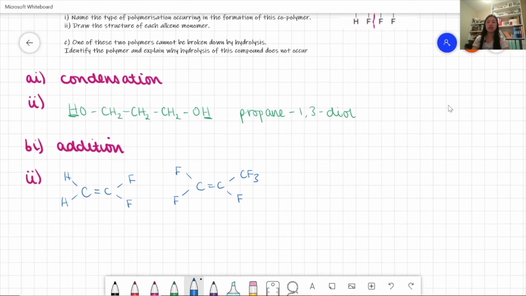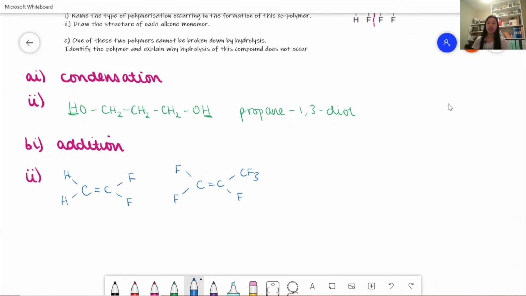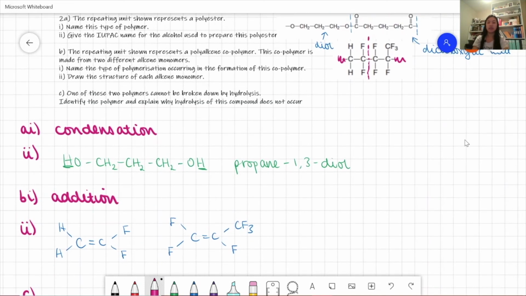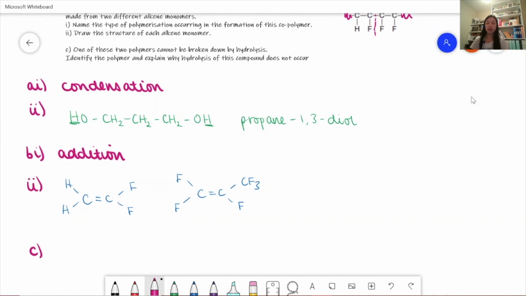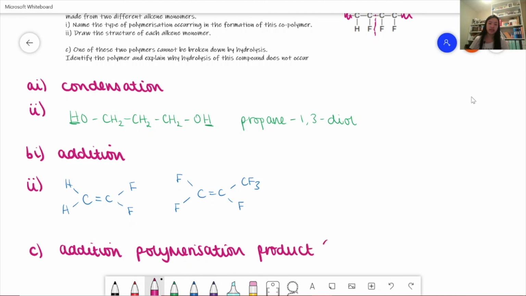And then for C, one of these 2 polymers cannot be broken down by hydrolysis. Identify the polymer and explain why hydrolysis of the compound does not occur. So we know that polyesters can be hydrolyzed, and so the polymer which can't be hydrolyzed is the addition polymerization product, the polyalkene. So this is the polyalkene.